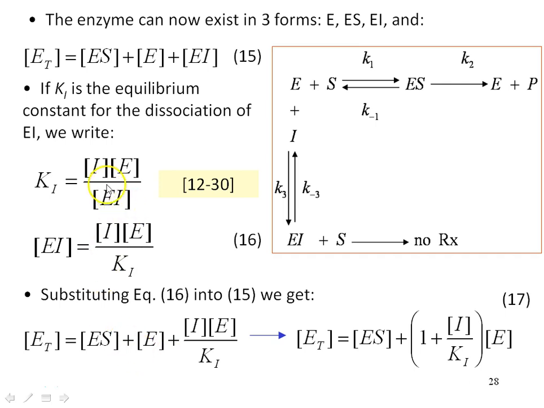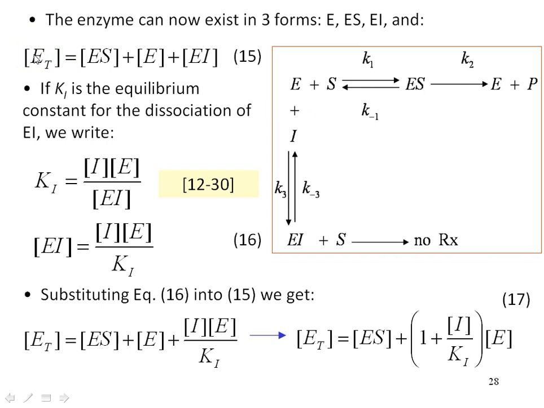We have the total enzyme concentration, which can be written as the sum of the enzyme substrate concentration, which is this one, the free enzyme, which is this one, and the enzyme inhibitor concentration. These are the three different forms of the enzyme in the medium. So that's the total enzyme concentration.